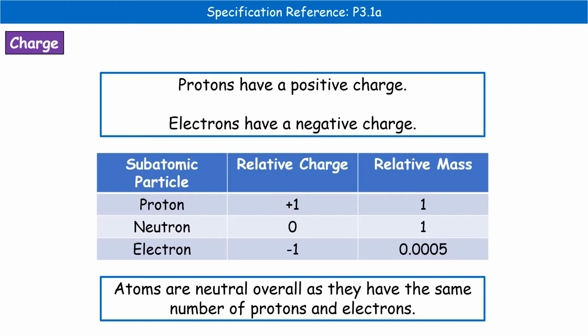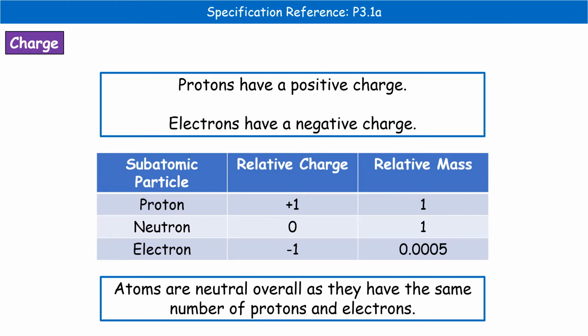So let's start off with the most basic facts. When we're talking about a proton, they have a positive charge, electrons have a negative charge. And this little table should look really familiar to us from our chemistry. We've got our three subatomic particles, protons, neutrons and electrons, and we need to know the relative charge and the relative mass of each of them.